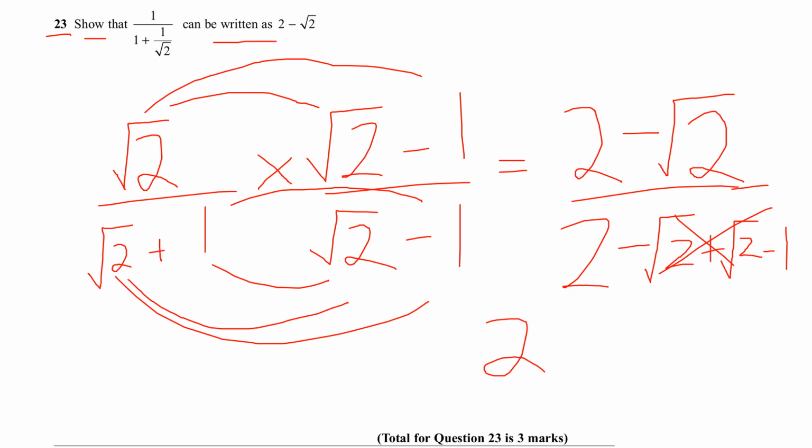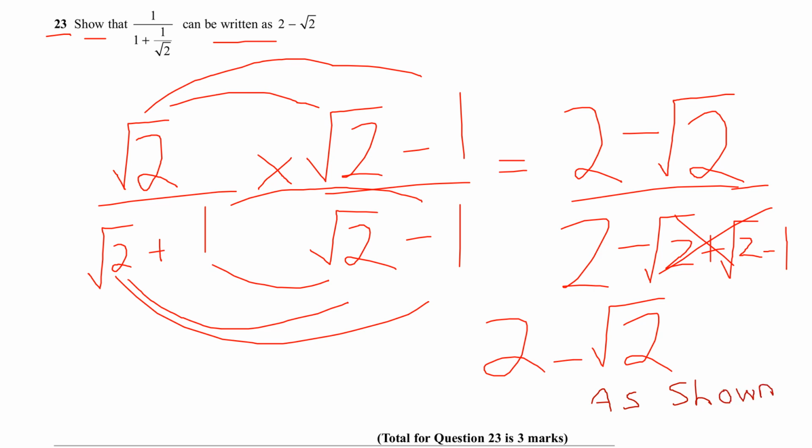So I'm left with 2 minus root 2 all over 1. Well, dividing by 1 doesn't change your answer. So the answer is just 2 minus root 2 over 1, which is just 2 minus root 2. So as shown, as required. So that was quite a challenging higher tier surds question.